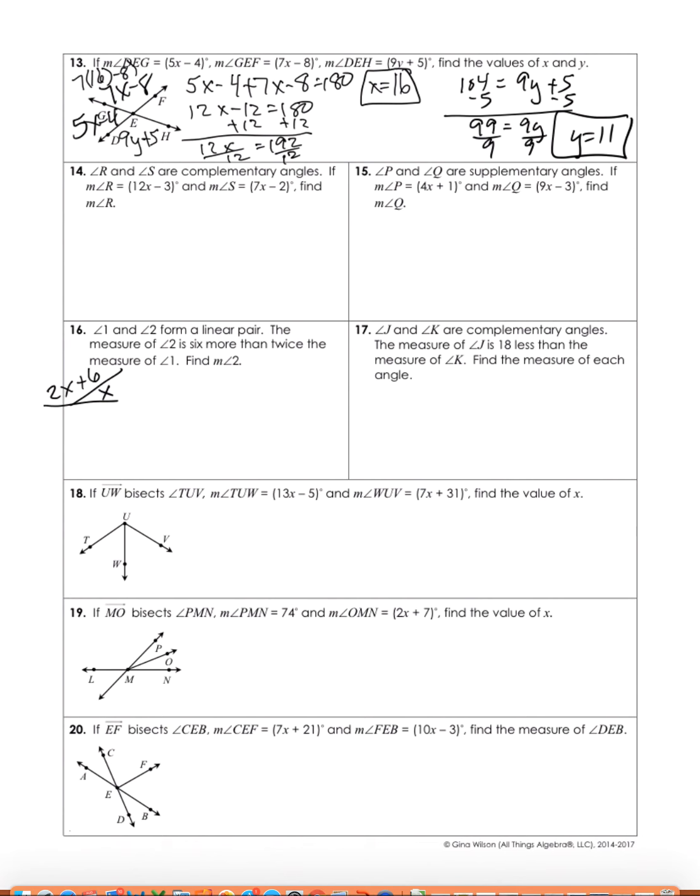So if I'm trying to find my angles, I'm going to add these together equal to 180 because I know that all linear pairs add to 180. 2x plus 6 plus your x equals 180. That's 3x plus 6 equals 180. Subtract 6. 3x equals 174. Divide by 3, x equals 58. So now I have to find angle 2. Angle 2 is my 2x plus 6. So I'm going to take 2 times 58 and add 6 so that the measure of angle 2 is 122.